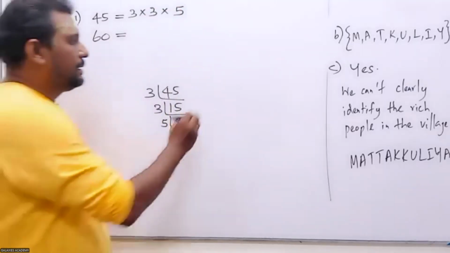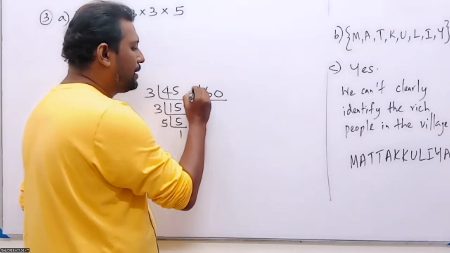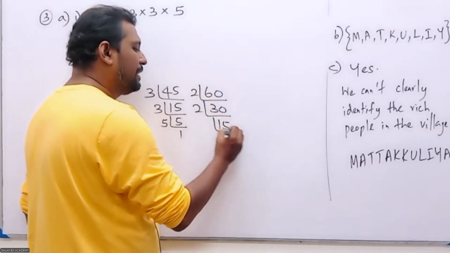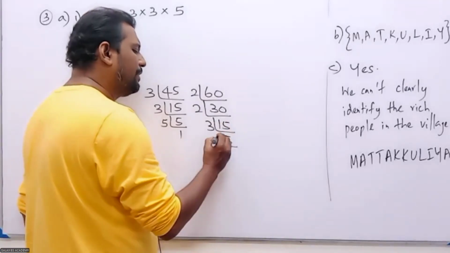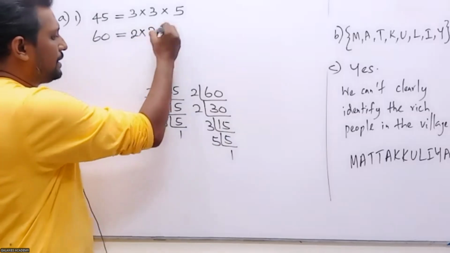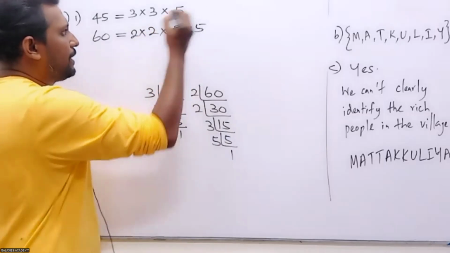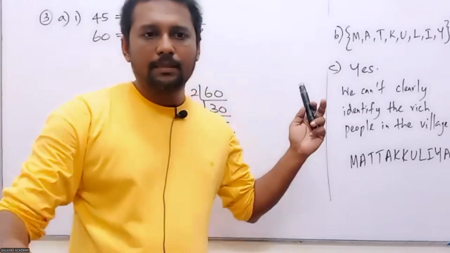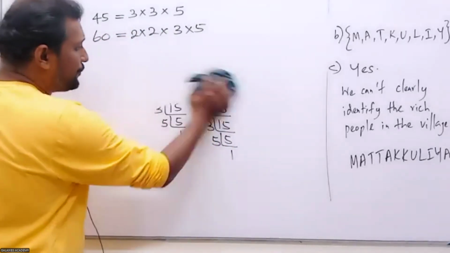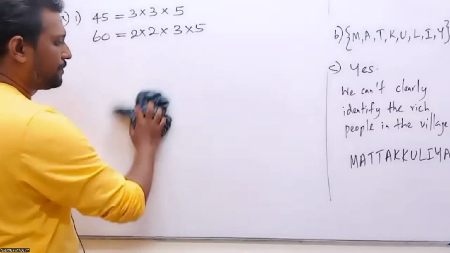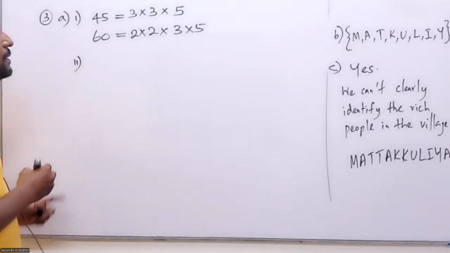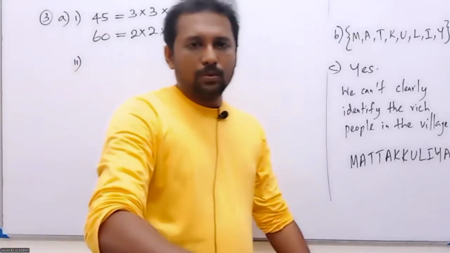Right? 60. 60 also we can divide by 2. 30. 30 divide 2, 15. 15 divide 3, 5. 5 divide 5, 1. So 60 we can write 2 multiply 2 multiply 3 multiply 5. Right? These two products you have to write. It is the first part answer. Roman number 1 answer. Then Roman number 2 given what?